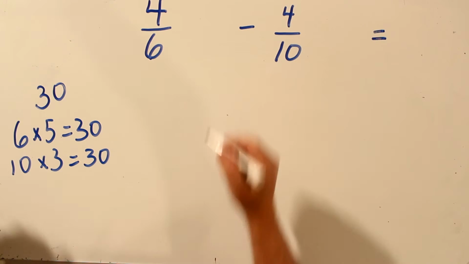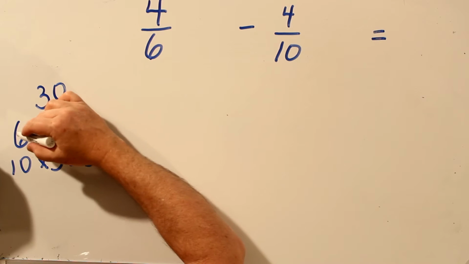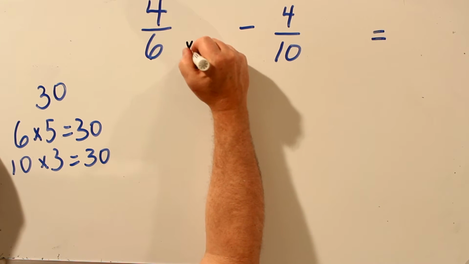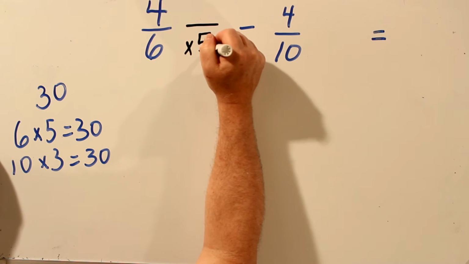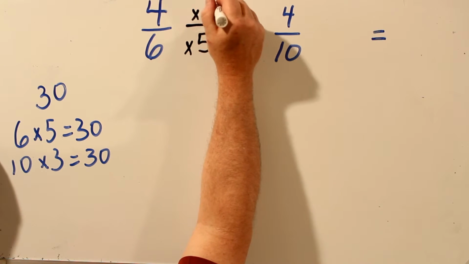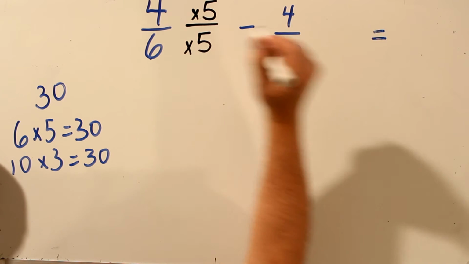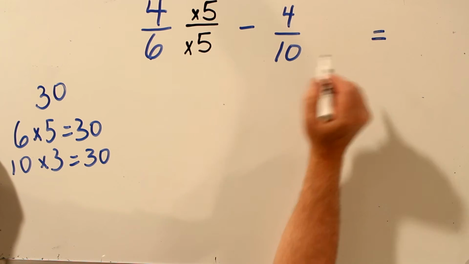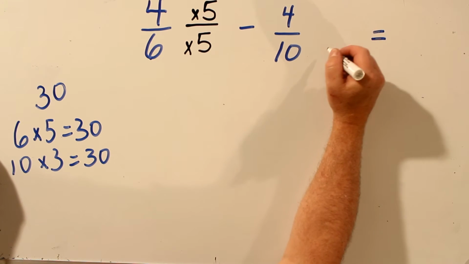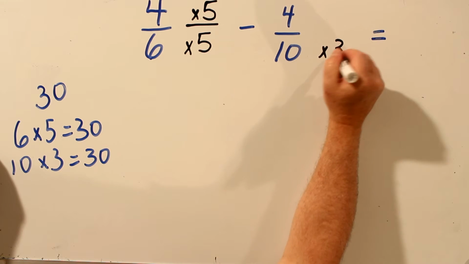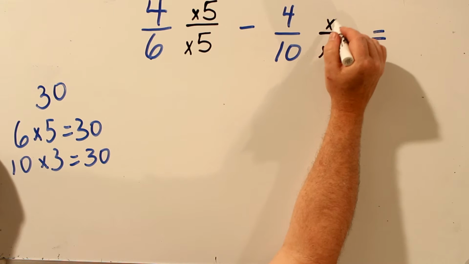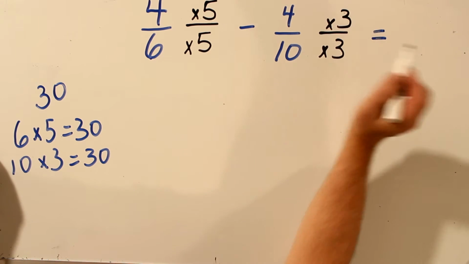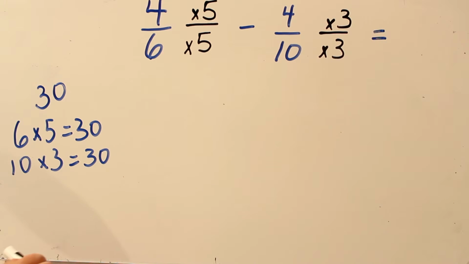So in order to make this fraction over 30, we have to multiply 6 times 5. Now to keep the value of the fraction the same, if we multiply the bottom by 5, we have to multiply the top by 5. And over here, to make the 10 into 30, we have to multiply by 3. And to keep the value of the fraction the same, if we multiply the bottom number by 3, we have to multiply the top number by 3. So let's do the multiplication.